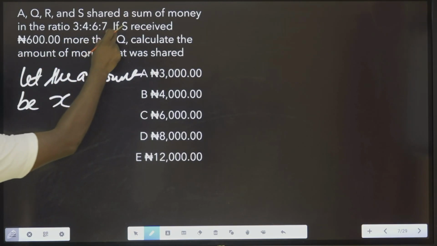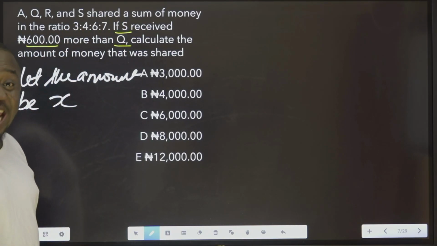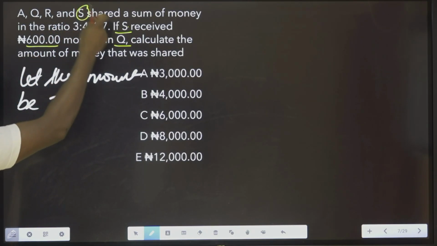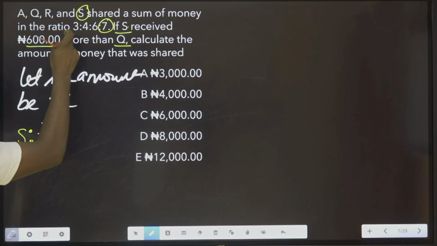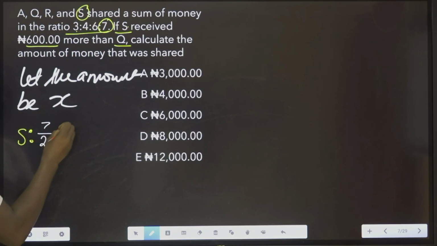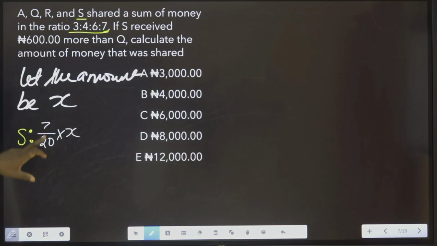More information will be given to us. Okay? To equate this and this, we must recognize this. What was the amount that was shared by S? To get the amount that was shared by S is the ratio of S over the total multiplied by what was shared. That is X. So what S shared was your ratio, which is the last one here, 7 over this total. That is this plus this plus this plus this, that is 20. It is ratio over the total ratio multiplied by the amount that was shared, which we are looking for.